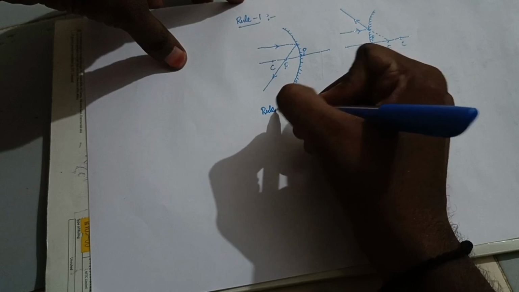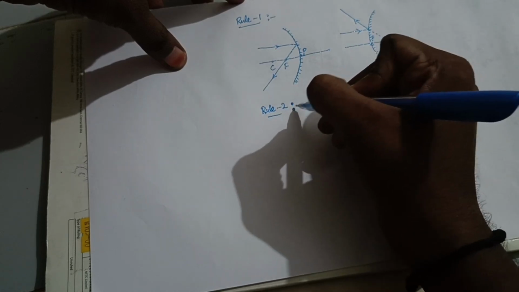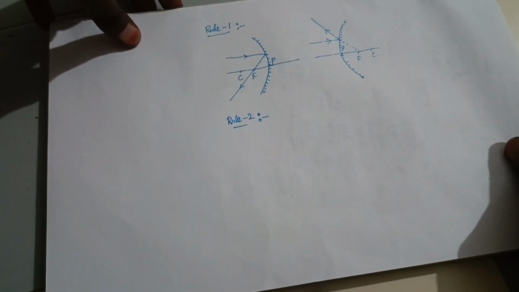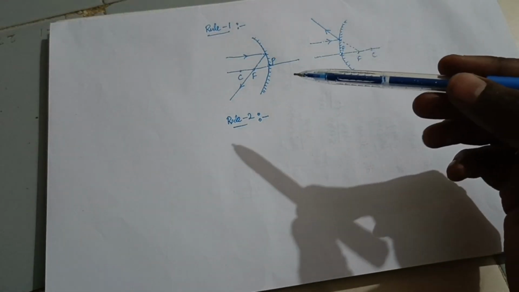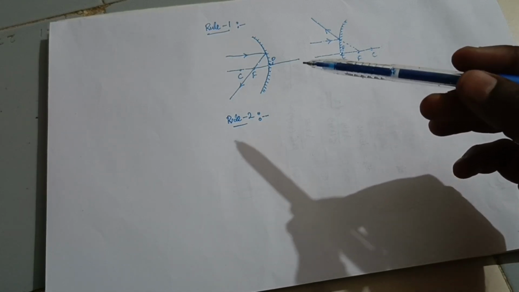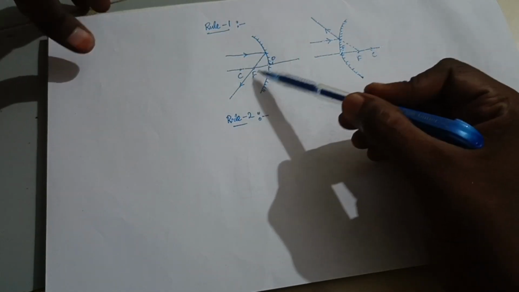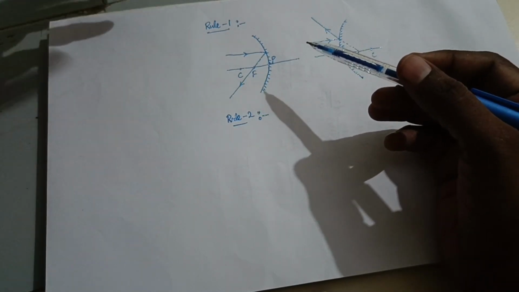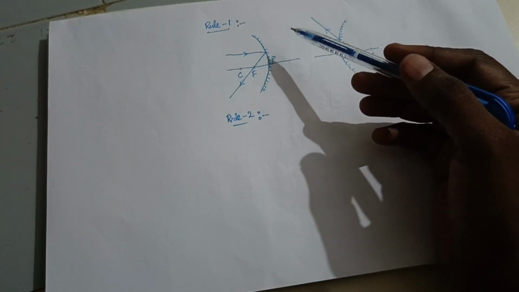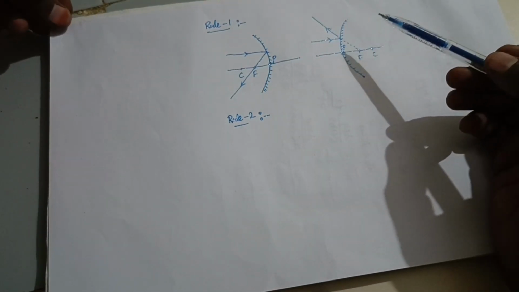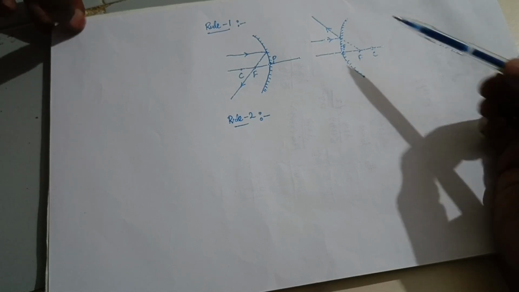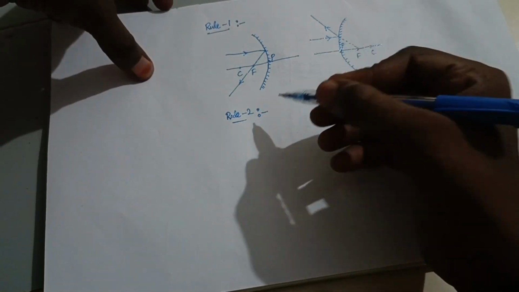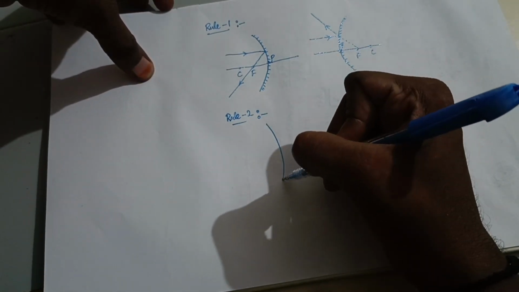Similarly, we can understand rule 2. Let me draw the diagram for rule 2. Rule 2 is exactly opposite to rule 1. If you understand rule 1 completely, there is no need to remember rule 2 separately. What rule 2 says is, if the incident ray passes through the focus, then it will be reflected and move in a direction parallel to the principal axis in case of a concave mirror. Whereas in case of a convex mirror, if the incident ray seems to pass through the focus, then the reflected ray is parallel to the principal axis. So let me draw the diagram based upon what I said just now.